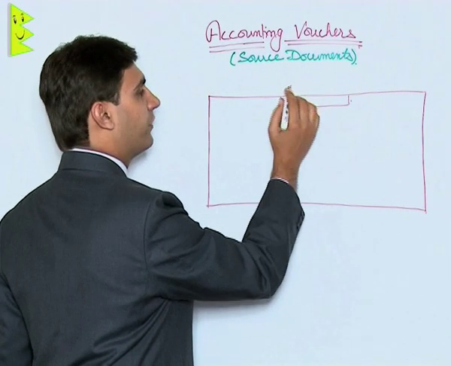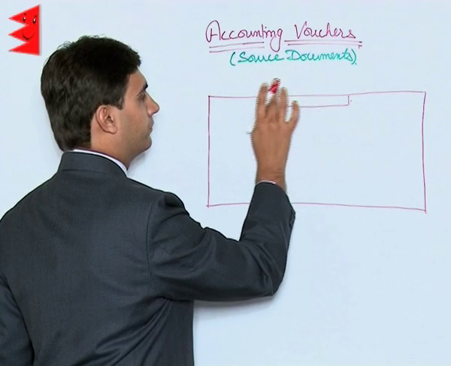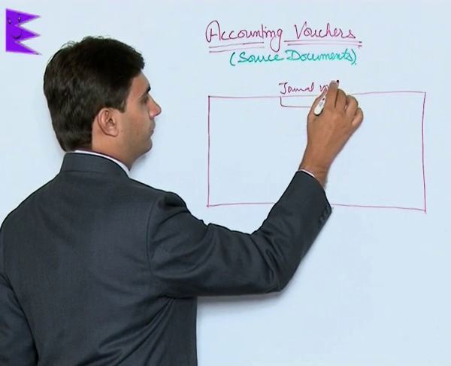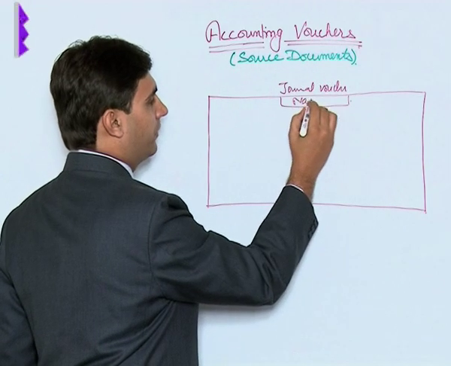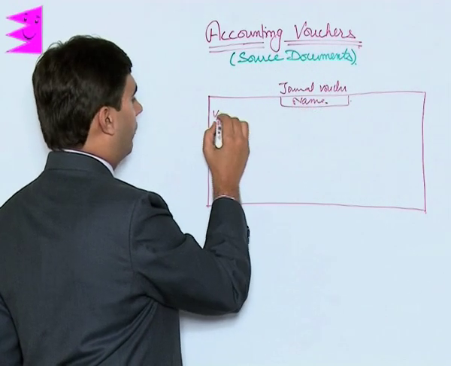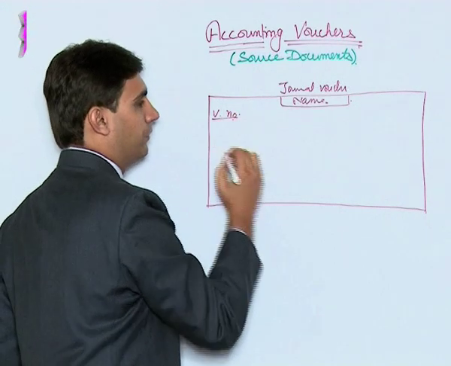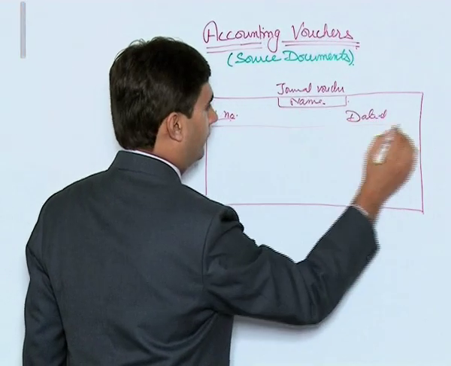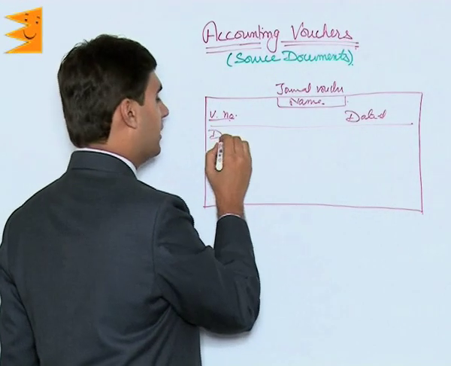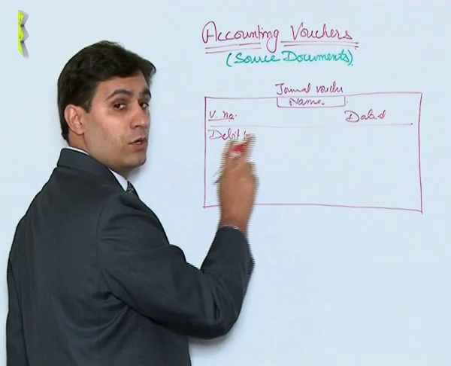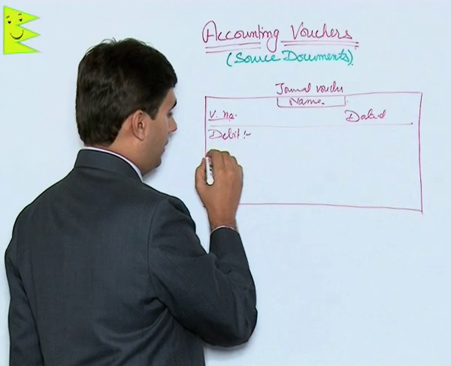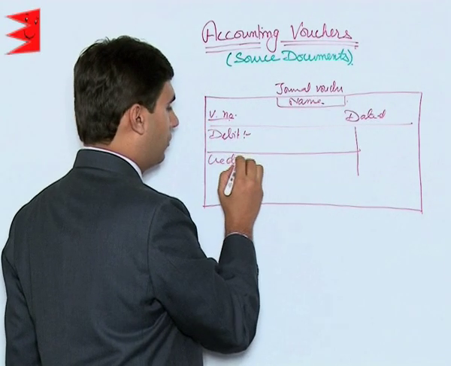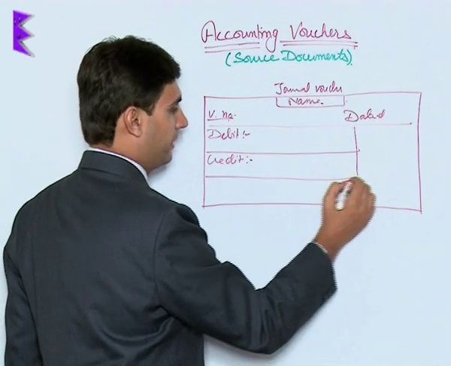It has the name of the firm. So this is the name of the firm here. Voucher number, dated. It has details of the accounts to be debited. Which account to be debited? It has the details of the account to be credited. Which account to be credited now?